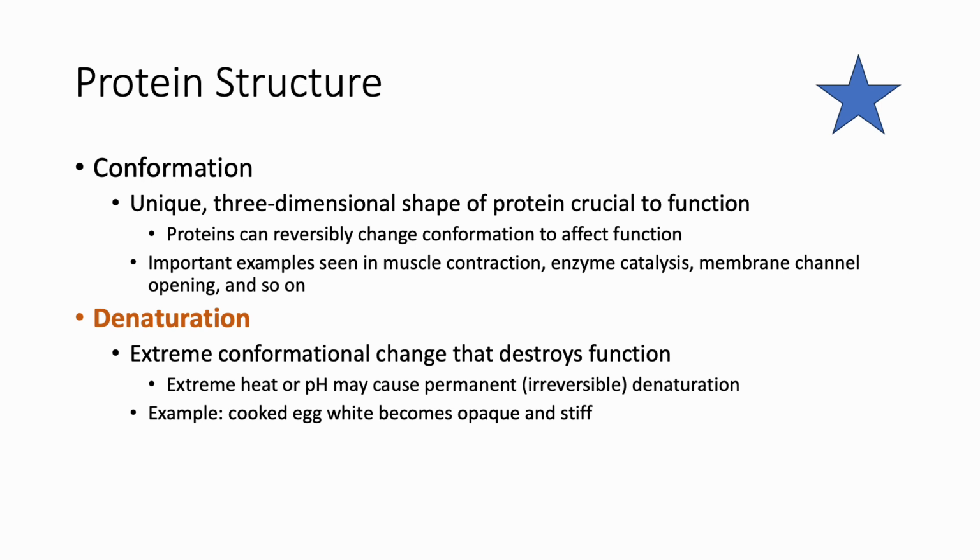A very extreme example of this is when you cook an egg. A cooked egg white becomes opaque and stiff. Can you get it back to that yellowish, clear egg white? No, you cannot. It cannot revert back. It is permanently and forever changed.